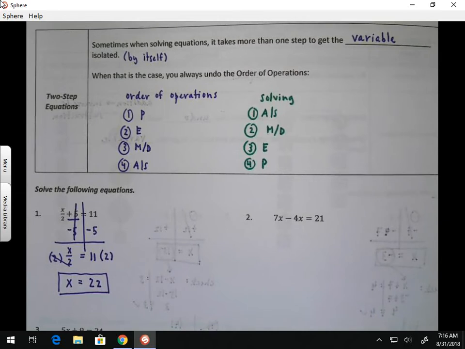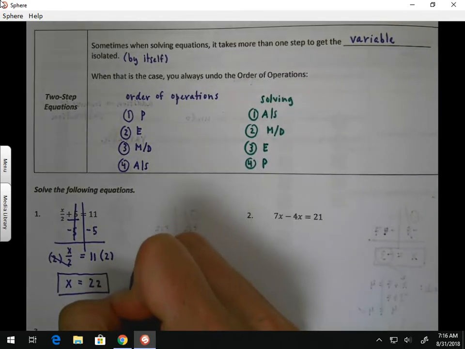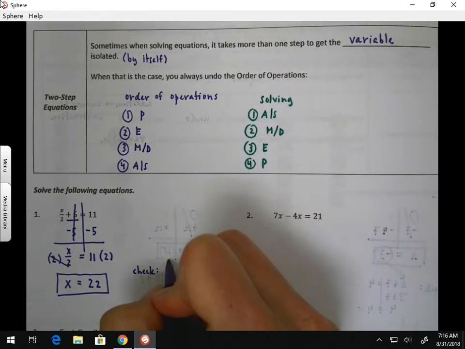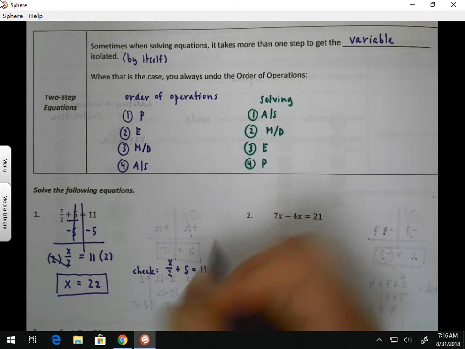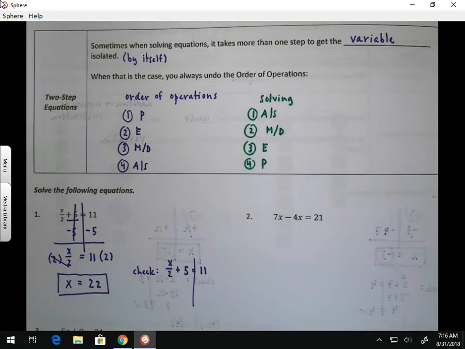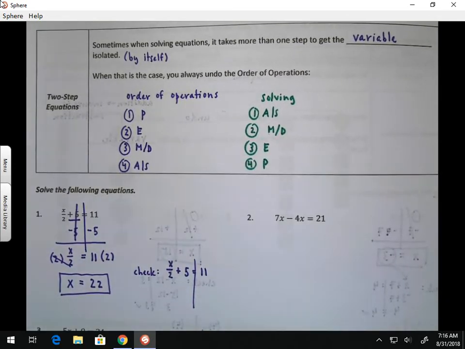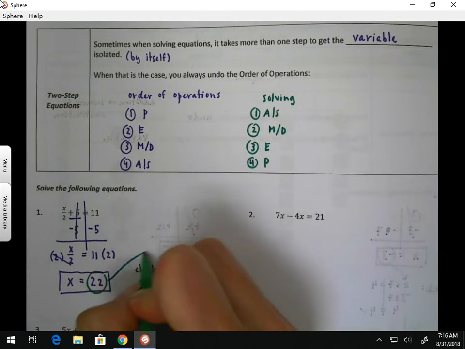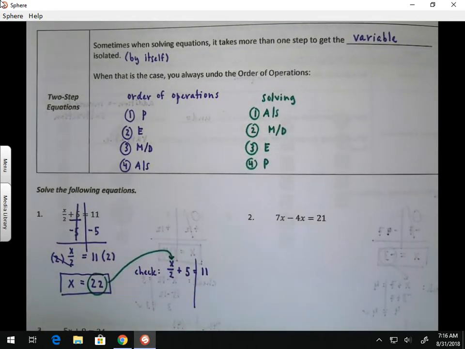Now, since this problem was a little more complex, I do want to check. So I'm going to do that quickly to make sure I took care of my steps in the right order. So I have x over 2 plus 5 equals 11 was my original equation. Again, to check, all we're going to do is take the value that we think x is equal to, and substitute it in for the variable.